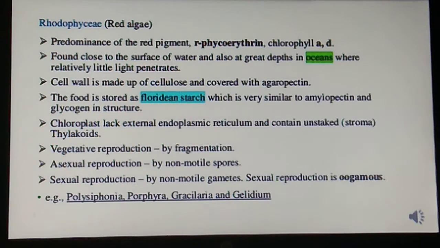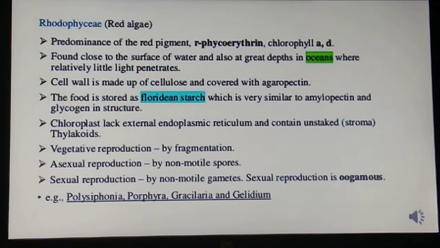Cell wall, their cell wall, students, is made up of cellulose and it is covered with agaropectin. Now the food that is prepared is stored as Floridean starch. This is a kind of starch only, students. It is very similar to amylopectin and glycogen in structure. Now chloroplasts lack external endoplasmic reticulum and contain unstacked thylakoids. Now talking about their reproduction, they can reproduce vegetatively by fragmentation, asexually by non-motile spores and sexually by non-motile gametes. So their sexual reproduction is oogamous.